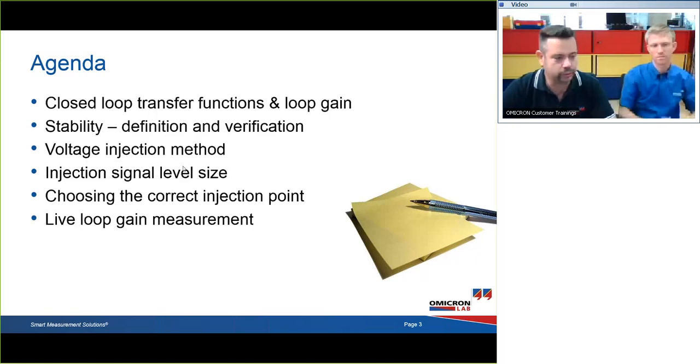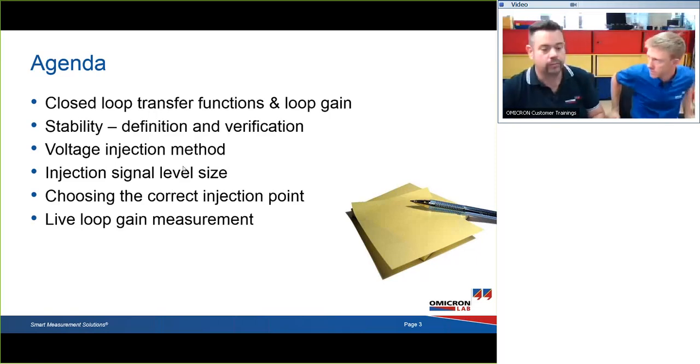We have planned to do it on an LED driver and a flyback converter.